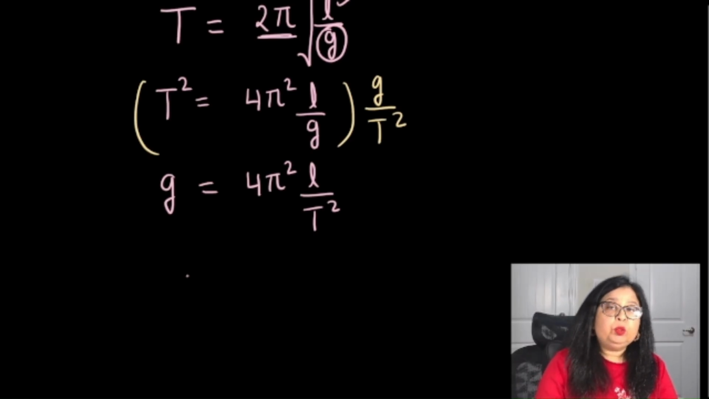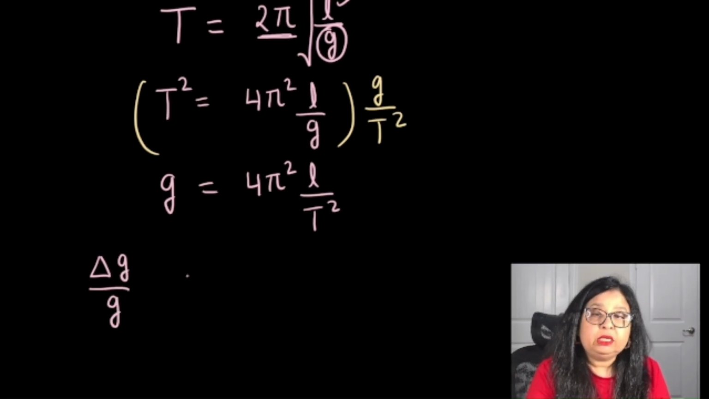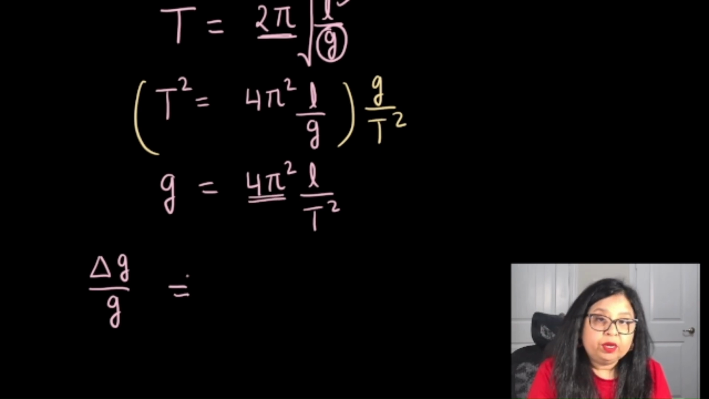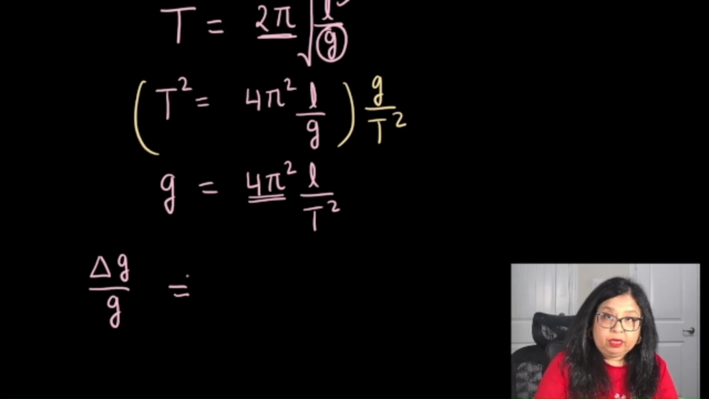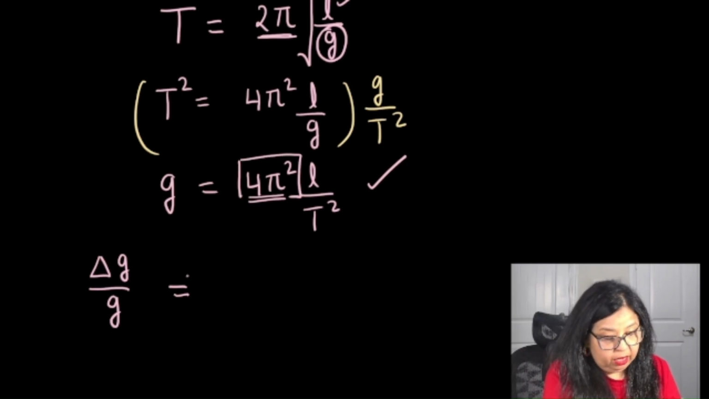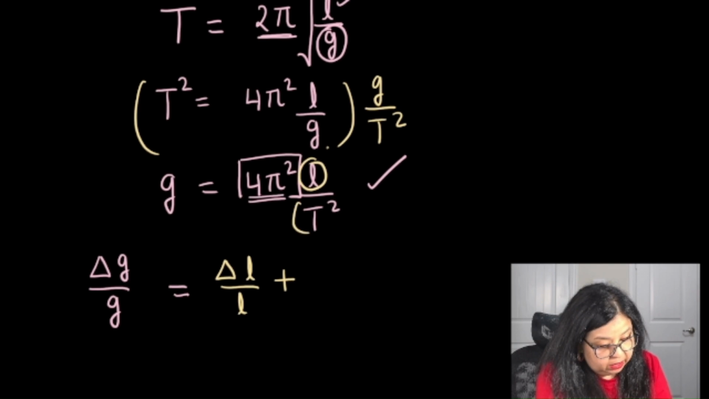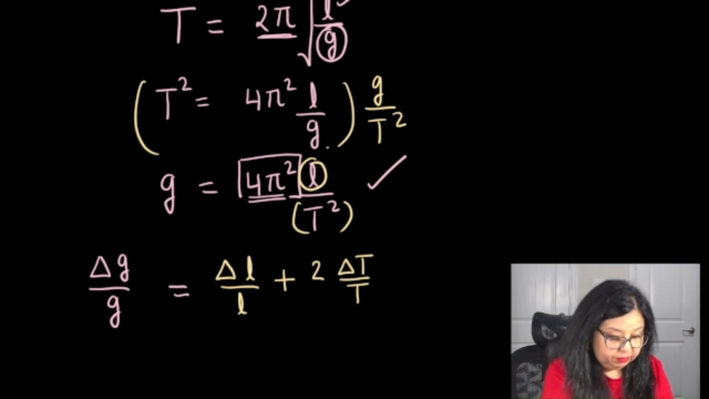Next, we are going to apply the rules of propagation of error to this equation for G. When we do so, the relative error in G, which is delta G divided by G, equals, now this 4 pi squared is a constant. A constant has no uncertainty, therefore no error. So when writing down the formula for the relative error in G, we disregard this constant 4 pi squared. Then we move on to L. We write down the relative error in L plus the relative error in T squared, which gives us 2 times the relative error in T.